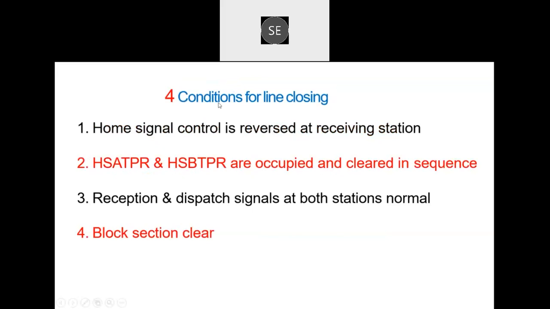Similarly, for closing a line after receiving a train, these 4 conditions have to be satisfied. The first is home signal control is reversed at the receiving station, and both track circuits, home ATPR and home BTPR, 2 track circuits after home signal, are occupied and cleared in sequence, proving train movement. Reception and dispatch signals again at both stations normal after operation. Block section is clear. So these 4 conditions will close the line if they are satisfied.